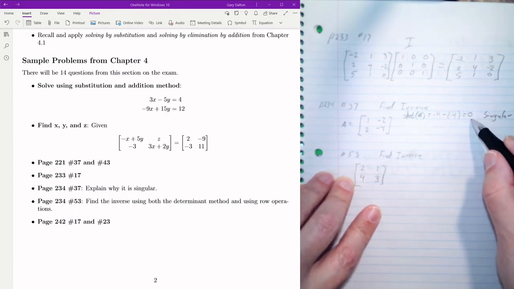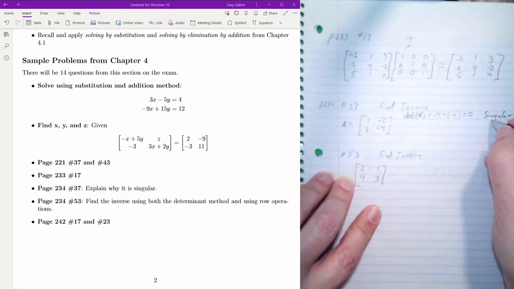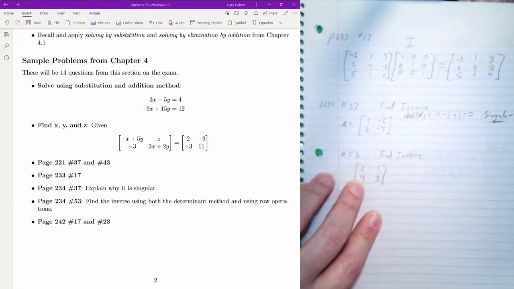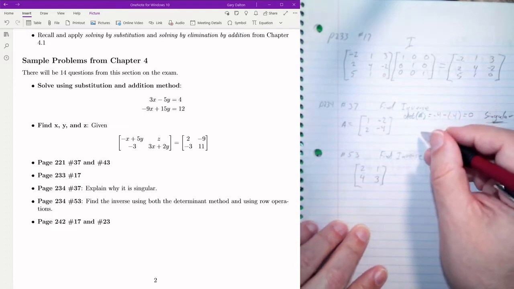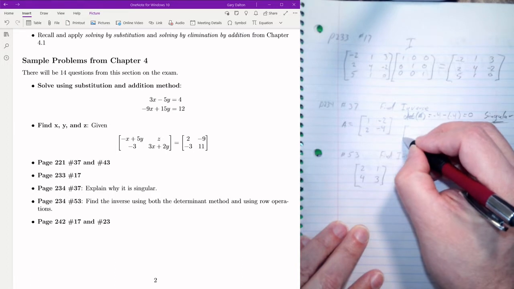The determinant is equal to 0. It's a singular matrix, which means there is no inverse. So you can just write singular for that. Let's try it another way. Let's use the augmented matrix method and see if we end up with a similar result.